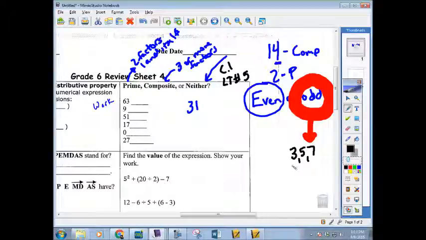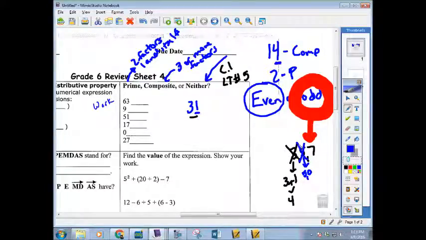Now, the rule for 3 is we must add the digits of our number. So 3 plus 1 equals 4. Is 4 divisible by 3? No, it's not. Therefore, 31 is not divisible by 3. Okay, so we go to 5. Now we check the rule for 5. The number has to end in either 5 or 0. Does that end in a 5 or 0? No, it does not. 5 is gone.